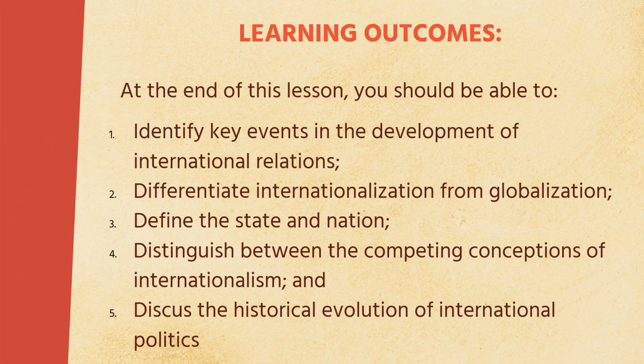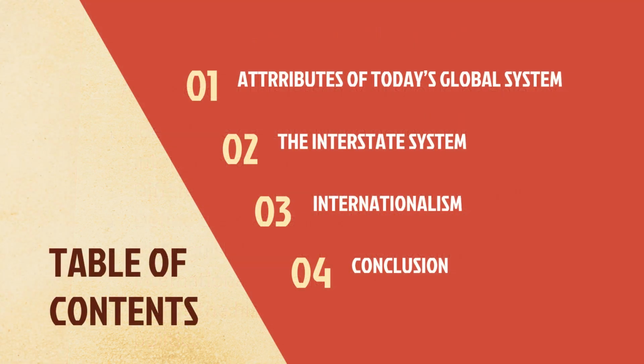Learning outcomes. At the end of this lesson, you should be able to identify key events in the development of international relations, differentiate internationalization from globalization, define the state and nation, distinguish between the competing conceptions of internationalism, and discuss the historical evolution of international politics. The main topics are the following: attributes of today's global system, the interstate system, internationalism, and its conclusion.